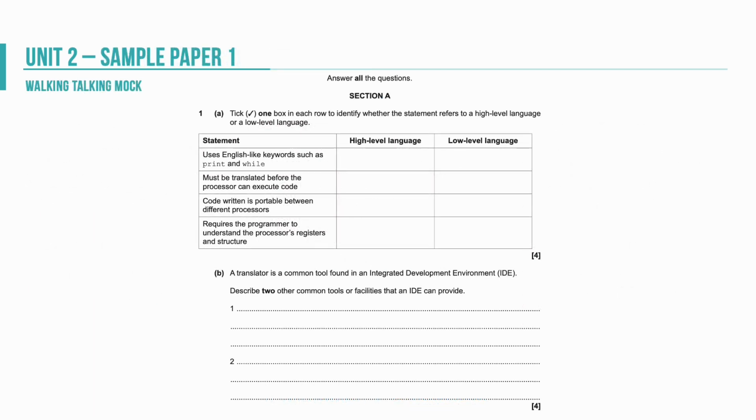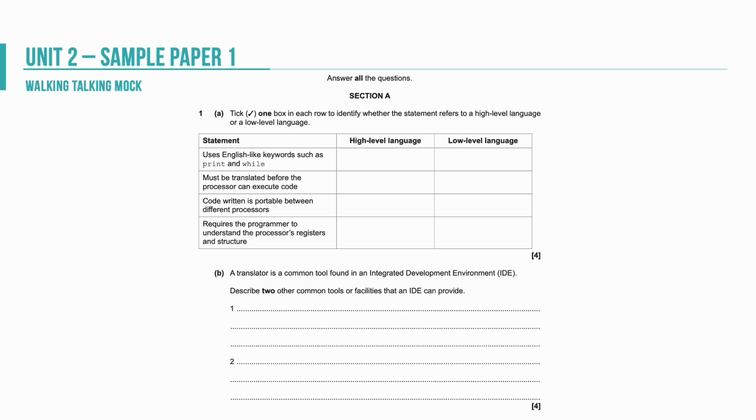So I've got a fairly nice first question in that we've got 4 marks available for using some tick boxes, and it says tick 1 box in each row to identify whether the statement refers to a high-level language or a low-level language. So we're looking at that final topic, topic 5, which is types of languages and IDEs, and the first page very much comes from that section.